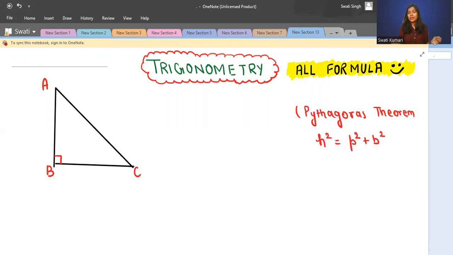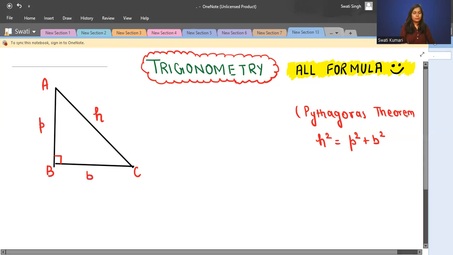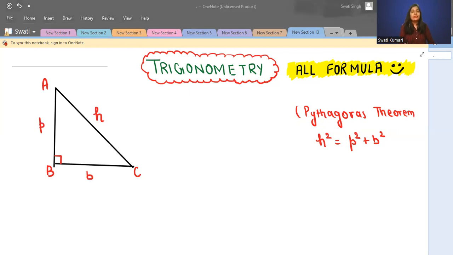I hope you know that if you have a right angle triangle, then the side which is present opposite to the 90 degree is always the hypotenuse. So let us denote hypotenuse by H, and this is our hypotenuse. This is clearly perpendicular and this is base. All right. Now, let us start with our first formula.